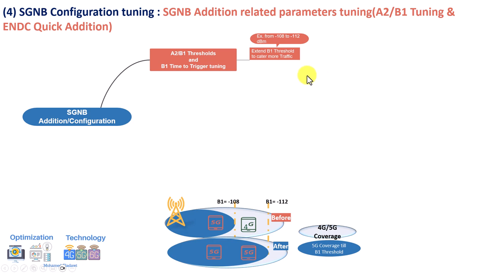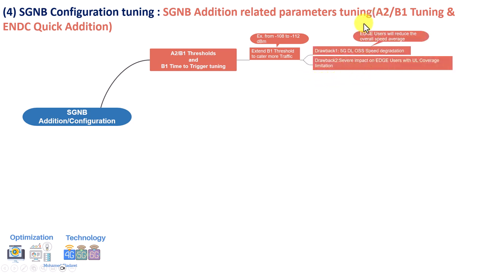But you need to be very careful. From the OSS perspective, you might see a degradation in the 5G OSS speed, because you are capturing more edge users. So the overall average from the OSS will reduce, but definitely you will have an increase in the traffic and the users. This is one of the things you need to consider whenever you extend the threshold.